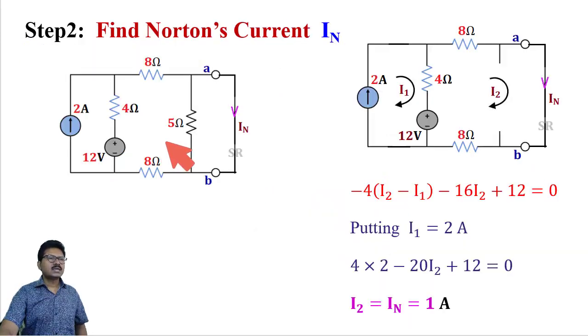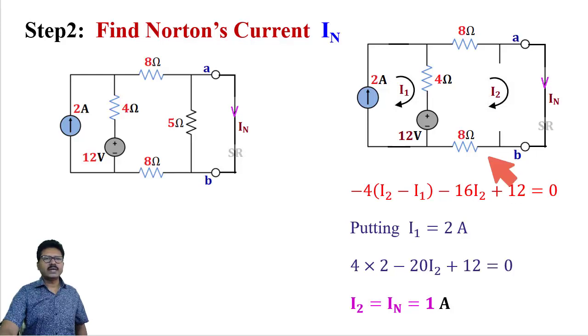This is the circuit. See here, because of the presence of this current source and this voltage source, a current will flow through this 8 ohm resistance. After this 8 ohm resistance, at point A, it has two paths. One is through the 5 ohm resistance, another one is through the short circuited path. As there is a short circuited path, this 5 ohm resistance will be totally bypassed, meaning full current will flow through the shorted path. So we may redraw this circuit as this circuit.